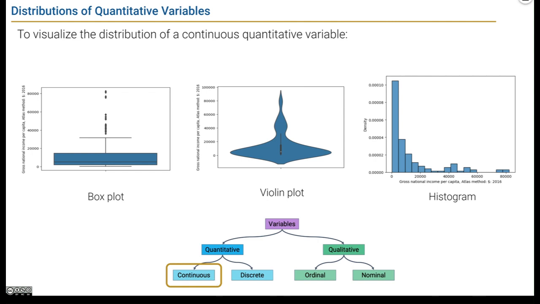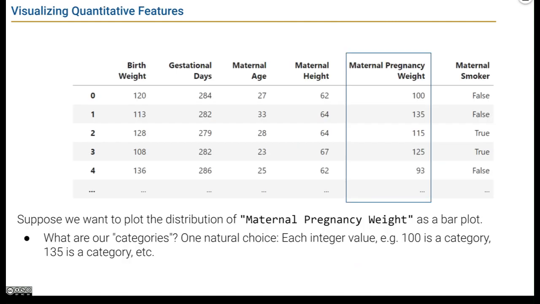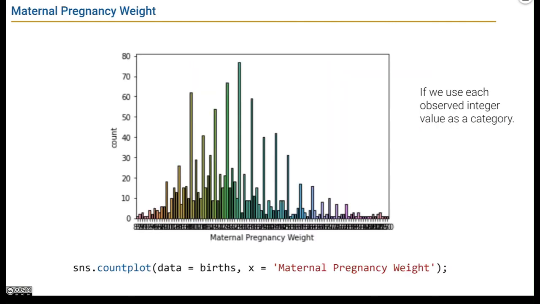So let's start with histograms first. Let's go back to the same data we've been working with, which is this data about babies and their mothers' birth weights and the baby's birth weights. Suppose now I want to plot the distribution of one of these continuous quantitative variables, in this case maternal pregnancy weight. And we're going to look here at what I could do with our categories. So I could plot one bar for each integer.